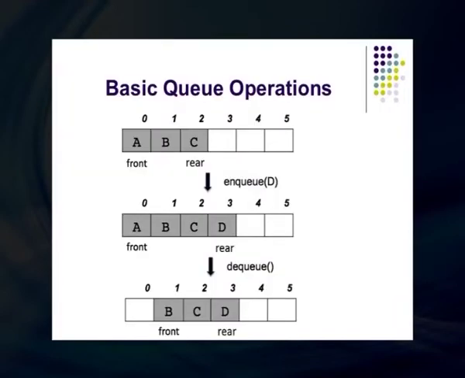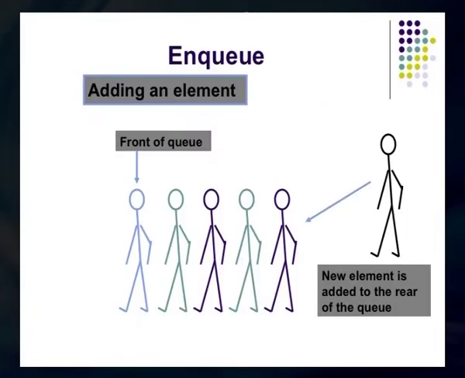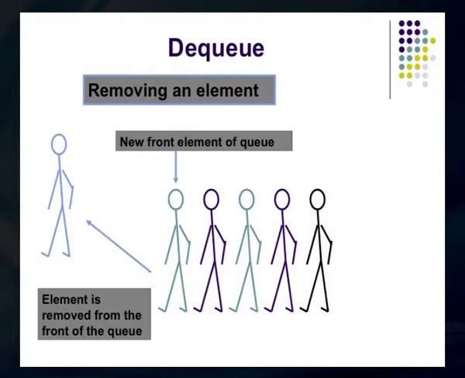We now have a look at the basic queue operations. Like stacks, there are two basic operations that can be performed on a queue. Enqueue: this operation inserts or adds data in the queue. The data will be added to the rear of the queue. The second operation is dequeue. This operation removes the data which has been in the queue for the longest time. The data is present in the front of the queue.